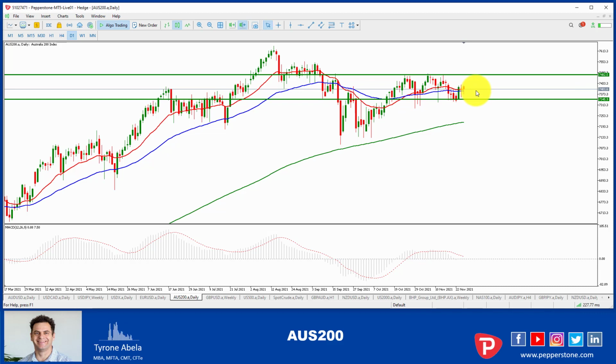I don't mind it doing this. I think it's a good consolidation level, and probably a good reflection of where we're at as an economy anyway in Australia. So hovering in this level here is fine with me, and you want to trade it accordingly.